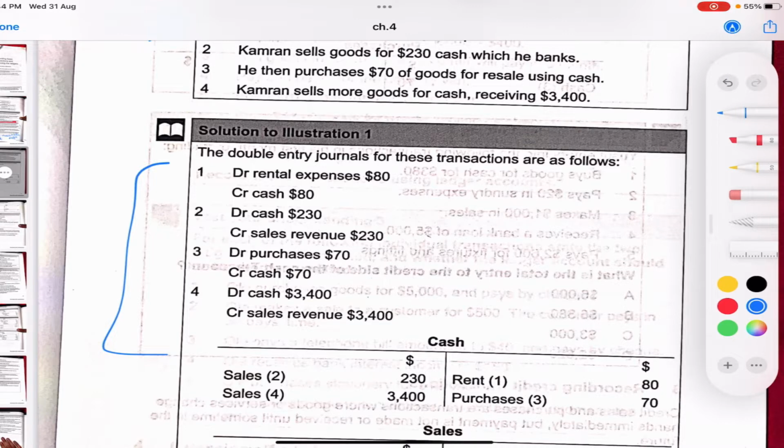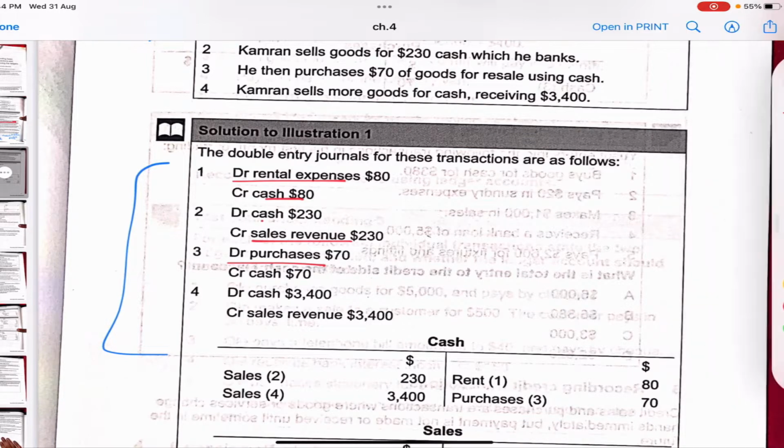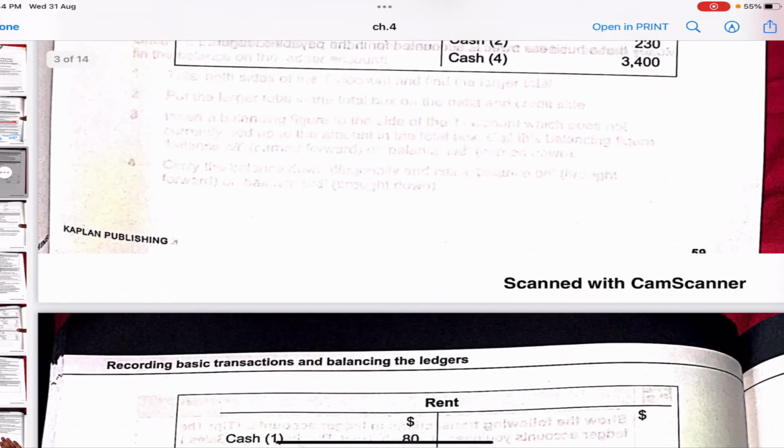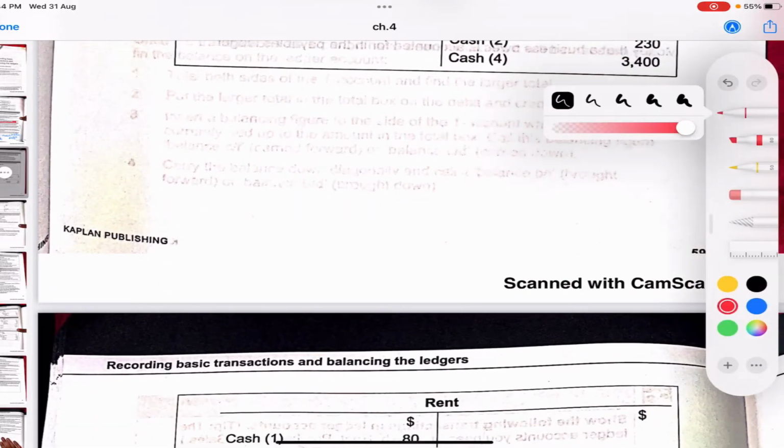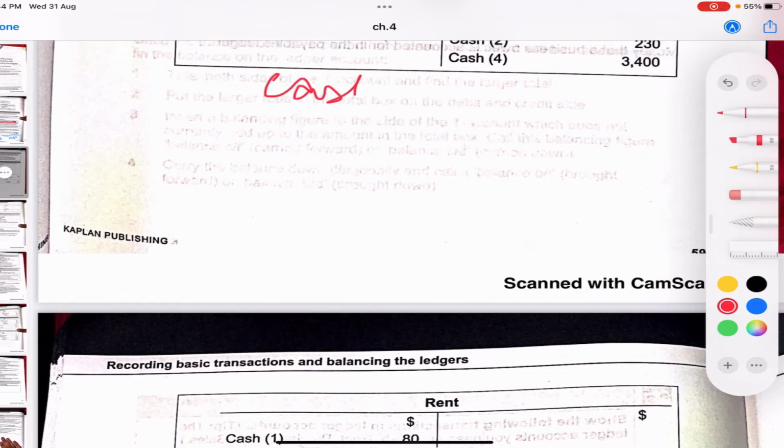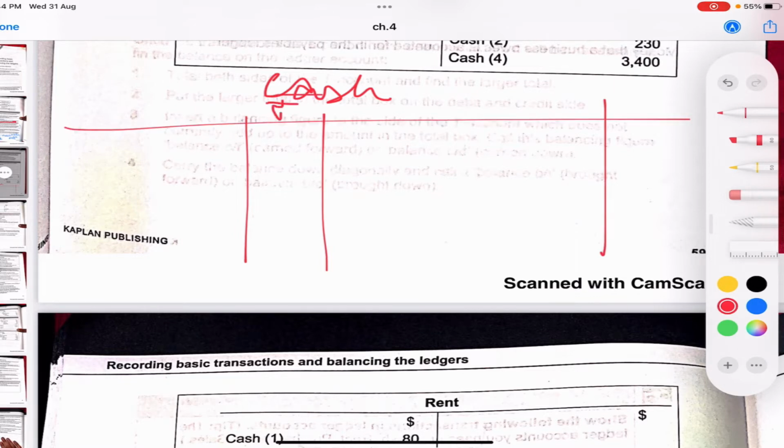First look into the question and see what all accounts we are supposed to make. So we need a rent account, you need a cash account, a sales account, purchases account. Okay, so these are the accounts which need to be made. Let's make a cash account first. Cash account, particulars, amount. So just make this amount. This is a cash account. You know that this side is debit always, this side is credit always.